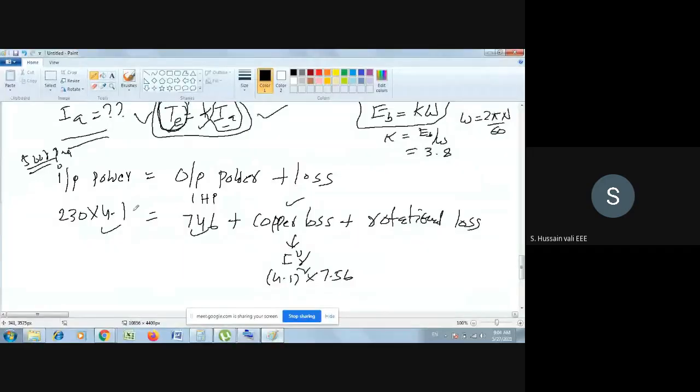Okay, so this. Then what is the only thing left? It is now rotation loss. We can easily find out rotation loss because we know all the other three. When you solve this equation, the rotation loss is 70 watt. So we find out the rotation loss now.